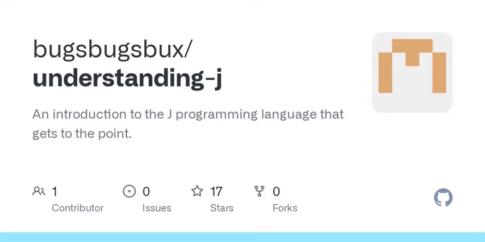With the rise of languages that prioritize simplicity and efficiency, do you think programming languages like J could shape the future of how we develop algorithms and process data? Feel free to ponder this as you explore J further.